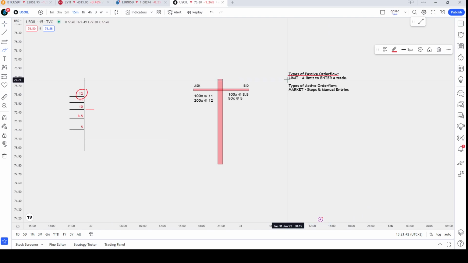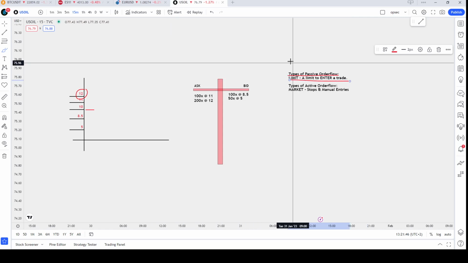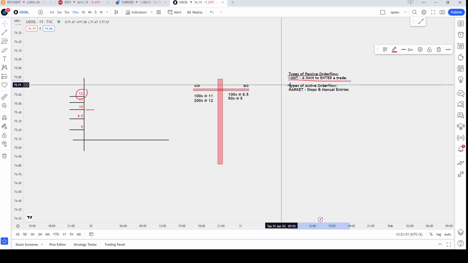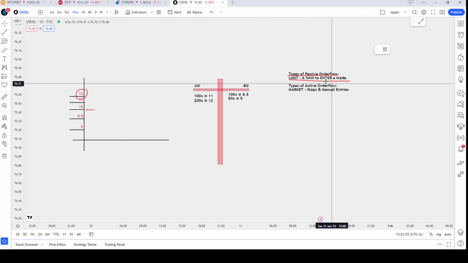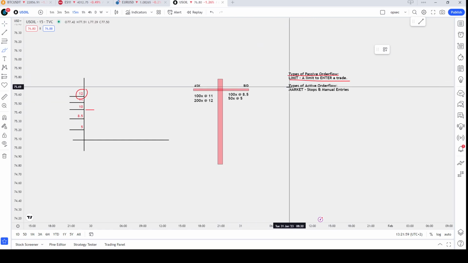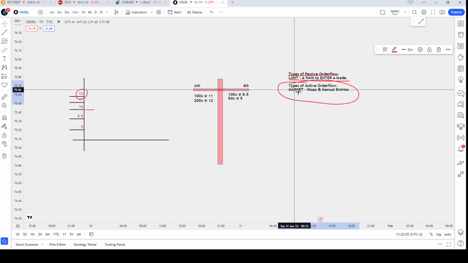Passive order flow would be a limit to enter a trade, typically. However, sometimes you may use it to close a position. If you use it to close a position, that tends to be at a take profit level and not at a level where you get stopped out. I will go over why after we go over the active order flow.